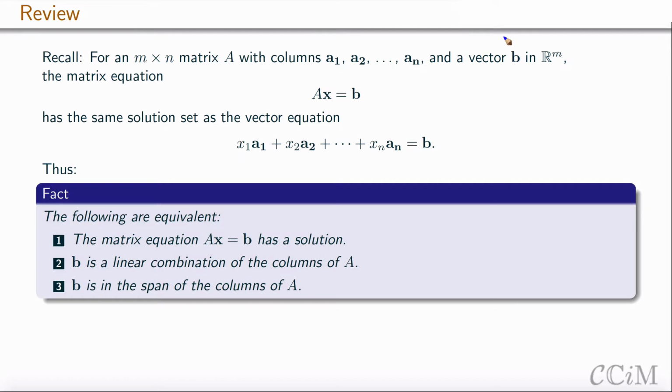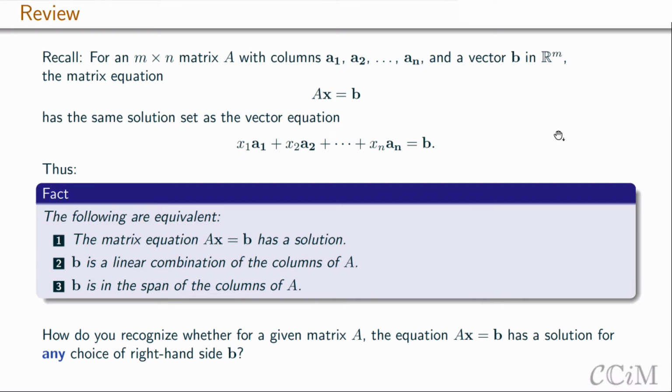In fact, the following statements are equivalent, meaning the statements are either all true or all false at the same time. The matrix equation AX equals B has a solution. In other words, B is a linear combination of the columns of A, or in other words, B is in the span of the columns of A. How do you recognize whether for a given matrix A, the equation AX equals B has a solution for any choice of right-hand side B, not just for one given choice of right-hand side B?